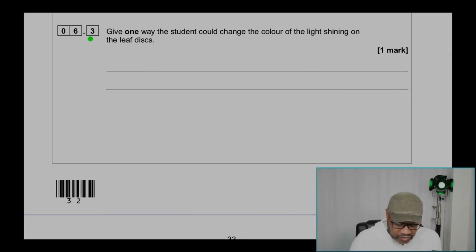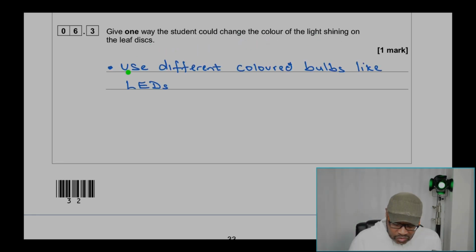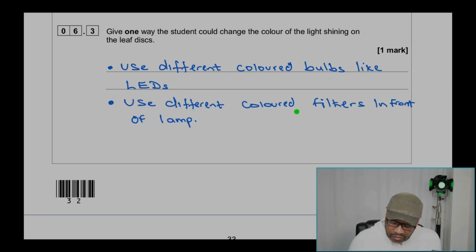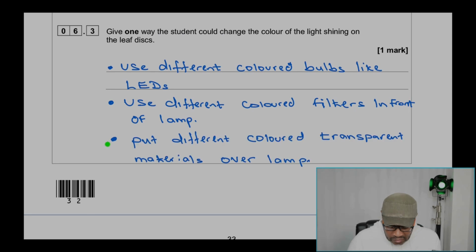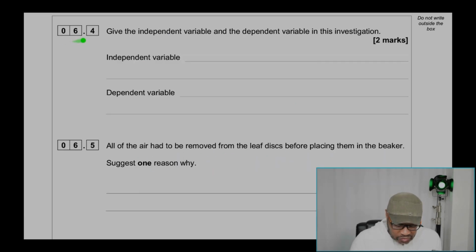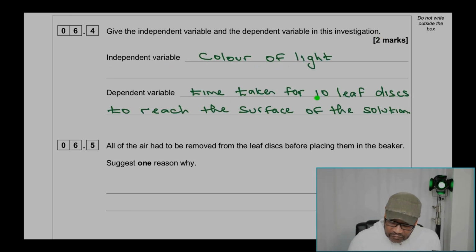Question 6.3. Give one way the student could change the color of the light shining on the leaf discs. 1. Use different colored bulbs like LED. 2. Use different colored filters in front of the lamp. 3. Put different colored transparent materials over the lamp. Question 6.4. Give the independent variable and the dependent variable in this investigation. Independent variable: color of light, and dependent variable: time taken for 10 leaf discs to reach the surface of the solution.